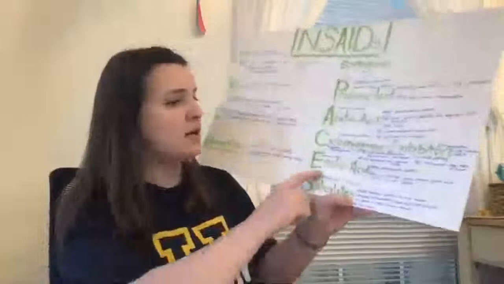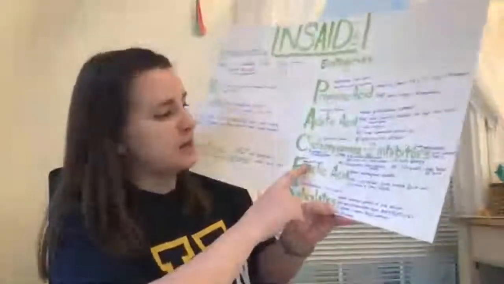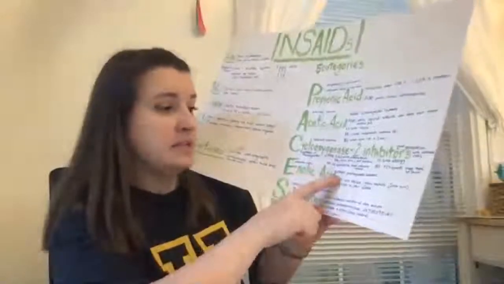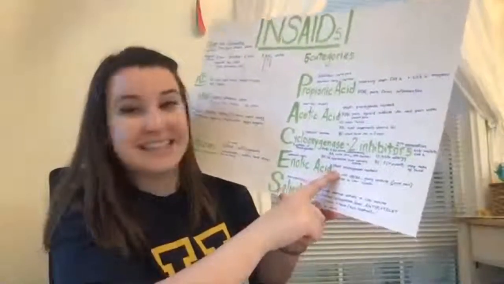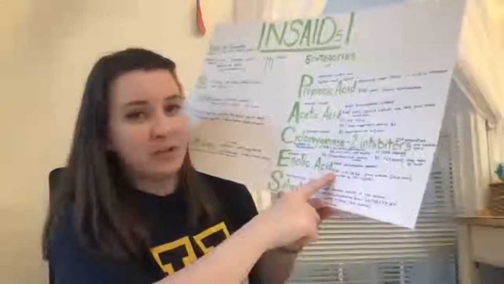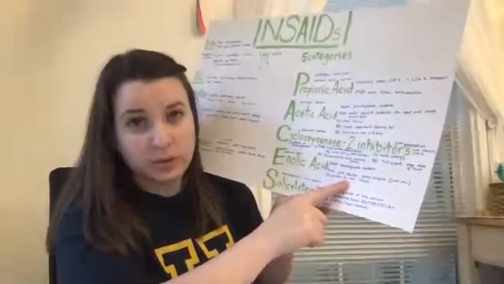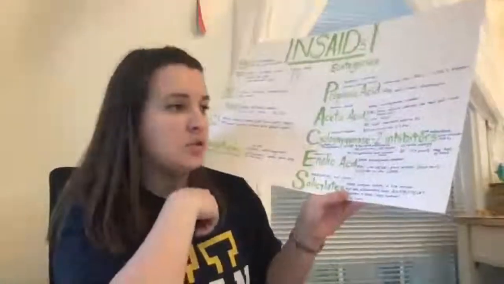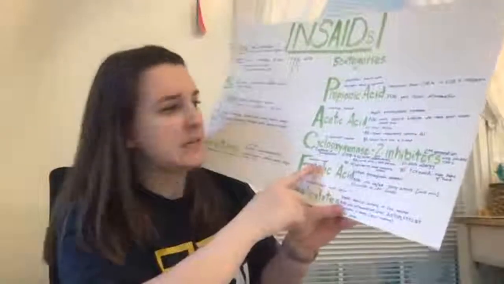The next category is enolic acid. The drug here is meloxicam, and the brand name is Mobic. This stops prostaglandin synthesis. It can be used for mild osteoarthritis or rheumatoid arthritis. Remember, OA and RA. It can also be used for gouty arthritis, so if a patient has joint pain. The contraindications for this drug are similar to other NSAIDs.